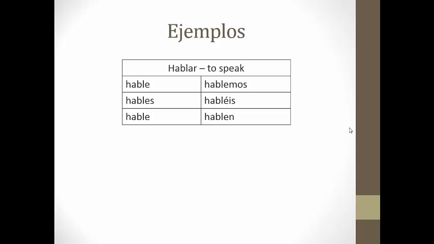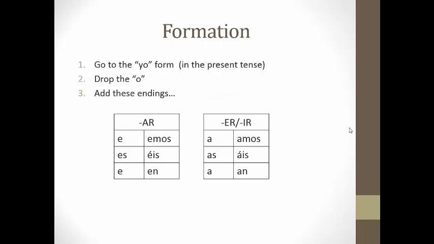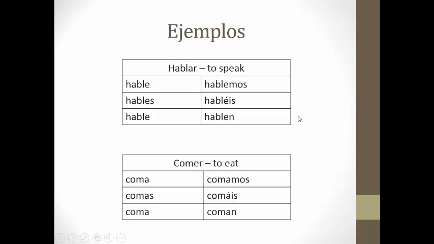Okay, let's look now at an ER verb. Let's look at comer. Comer means to eat. Let's take it through the steps. Yo form of comer, present tense, is como. Step 2, drop the O. You're left with com. And then we're going to add these endings. Your conjugation should look like this. Coma, comas, coma, comamos, coman.